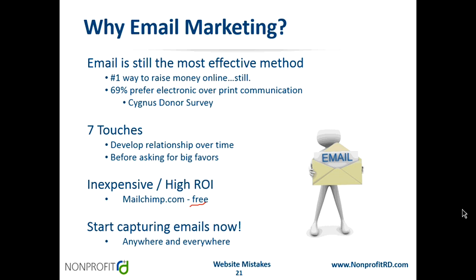Once you've gotten to 2,000 email addresses, you should be raising money online by that point because you're going to be sending out emails, telling great stories, driving them back to your website to actually donate. You want to start capturing emails now. You want to capture emails anywhere and everywhere you can. So put an opt-in box on your website where people can sign up for your list, but you also want to get them everywhere you can. If you're at a live event, have a clipboard where you ask for emails.